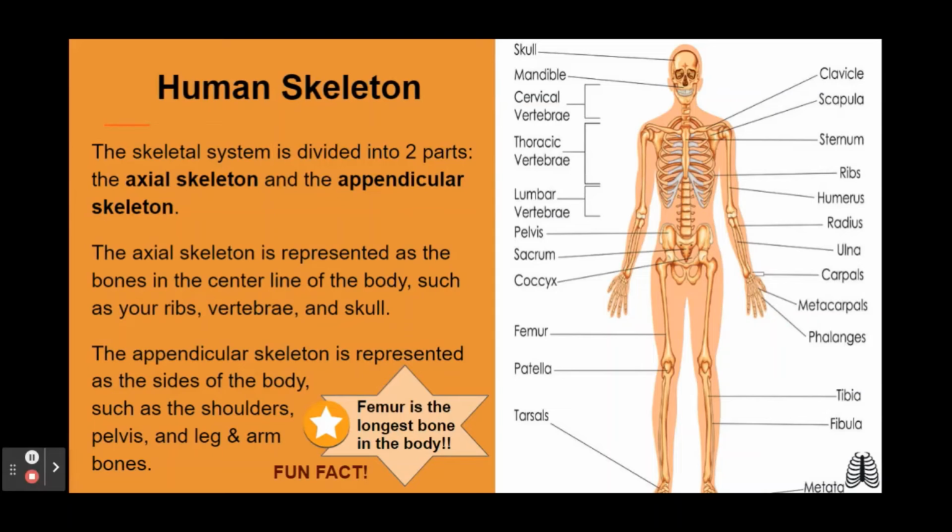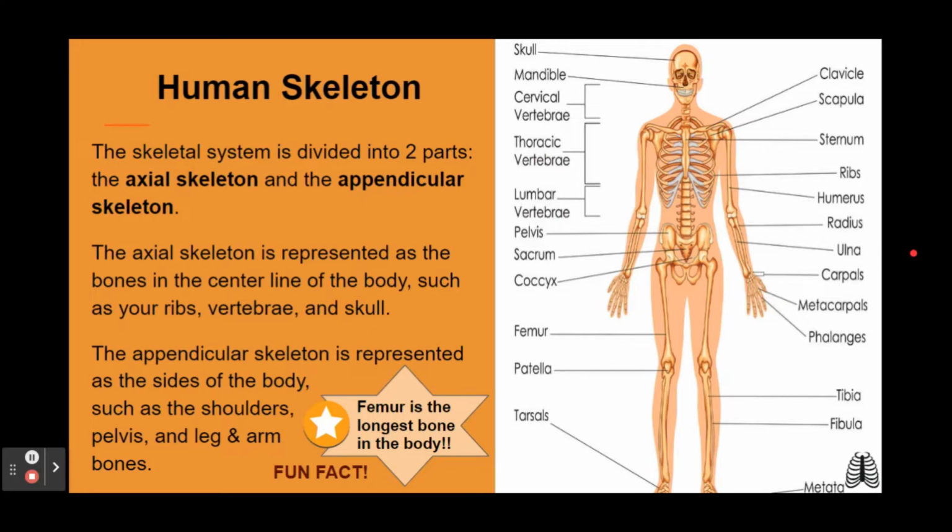Okay, so here is the human skeleton. Here are the main bones: we have our femur, tibia, fibula, patella, skull, clavicle, and then we have our cervical, thoracic, and lumbar vertebrae, and our pelvis, and many other common bones that we know of.